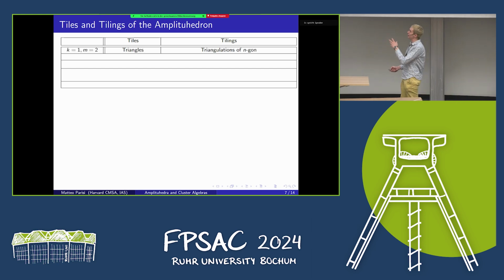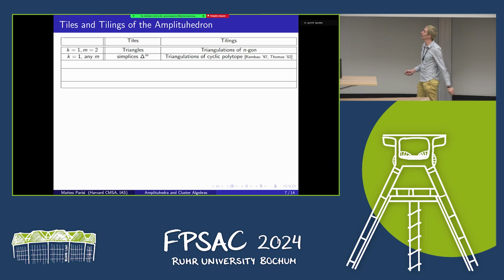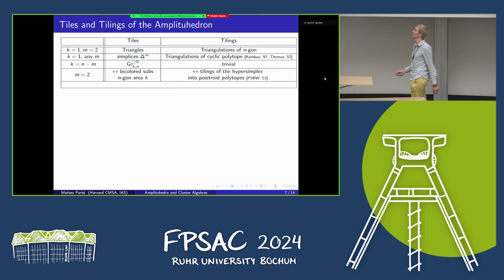I already mentioned the case k equals 1 and m equals 2, the first line. For k equals 1, the amplituhedron is a cyclic polytope. Tiles can be shown to be just m-dimensional simplices, and tilings are just triangulations of a cyclic polytope. For k equals n minus m, the situation is boring because the amplituhedron is just the positive Grassmannian, and there is only one tile, and only one tiling with one tile. But for m equals 2, already this was a very non-trivial thing to understand.